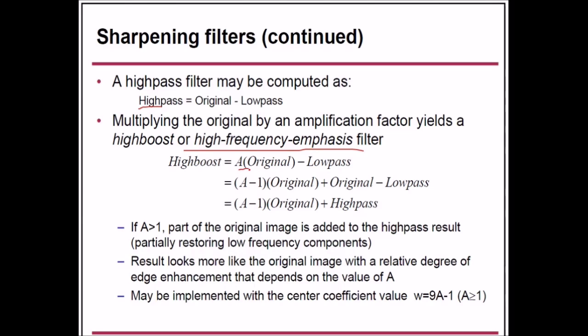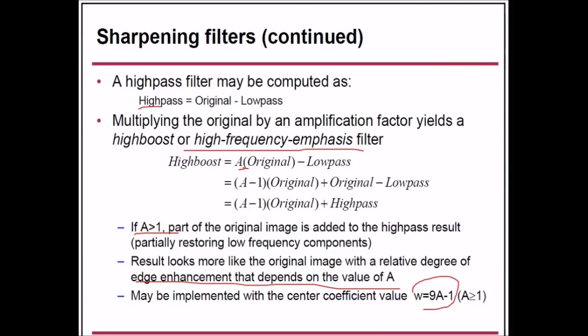Here A is some multiplication factor. If A is greater than 1, part of the original image is added to the high pass result. This partially restores low frequency components, and the result looks more like the original image with a relative degree of edge enhancement that depends on the value of A, which is a constant. It may be implemented with the center coefficient value W equal to 9A minus 1.